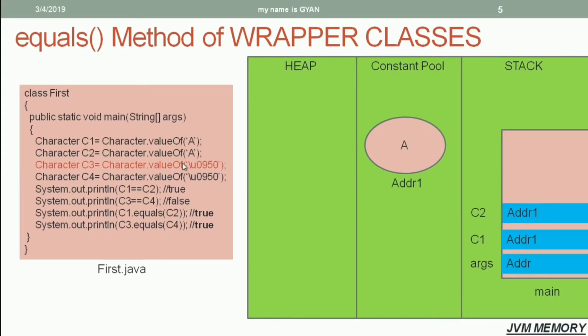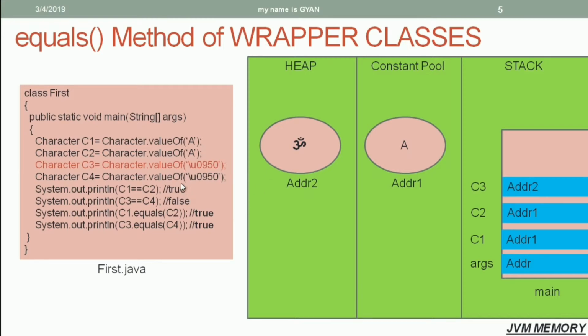In the next case, we are creating a new character object with the Unicode value 0950. This value is not in the range of 0000 to 007F in hexadecimal. That's why the character object with this Unicode will be created in the heap, and a reference to that object will be stored into the reference variable C3. This Unicode represents the Sanskrit character Om.